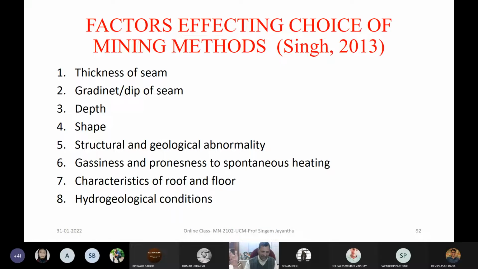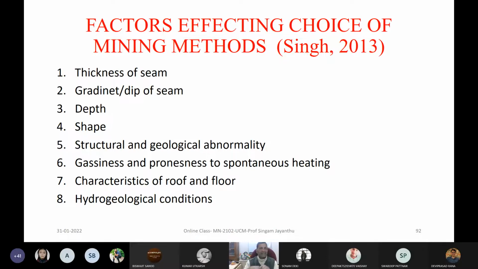And beyond, of course, 1.8, no problem, board and pillar or longwall, whatever. This is the way how we can think of. And even in France, people used blasting gallery methods, right? Where in a single pass, those methods I will be explaining to you later. This is the way how you can think of.